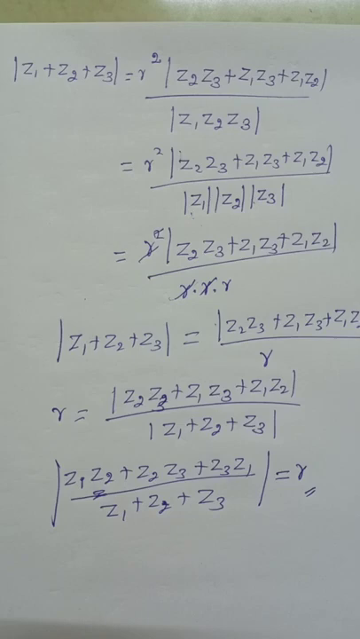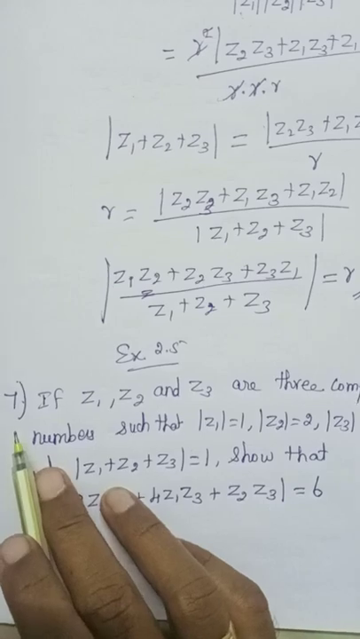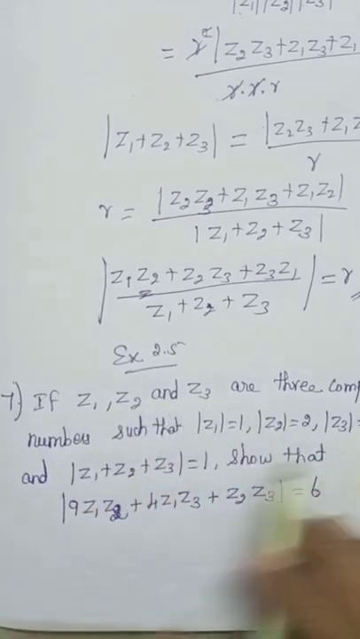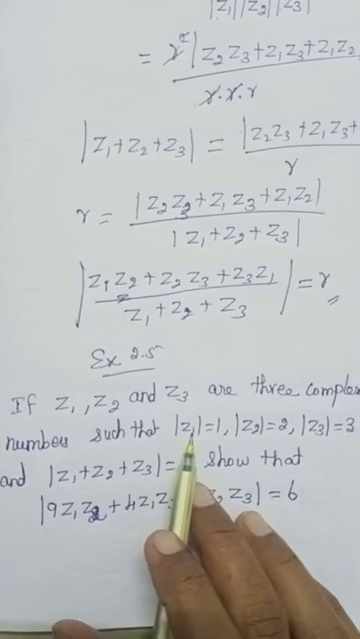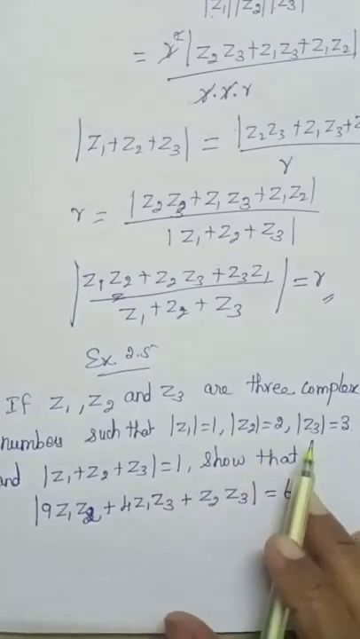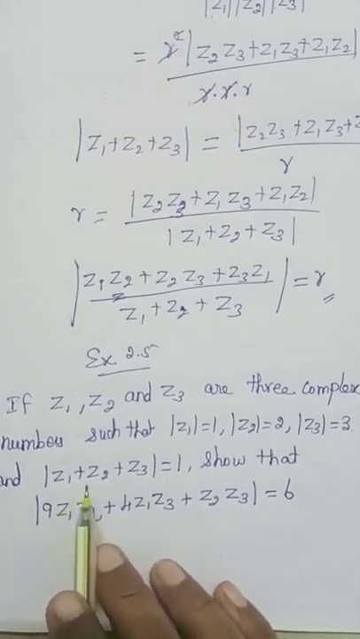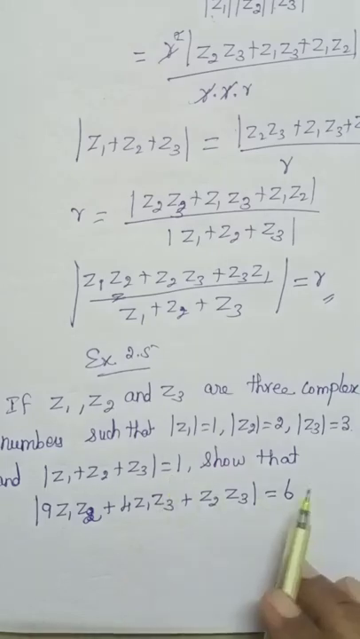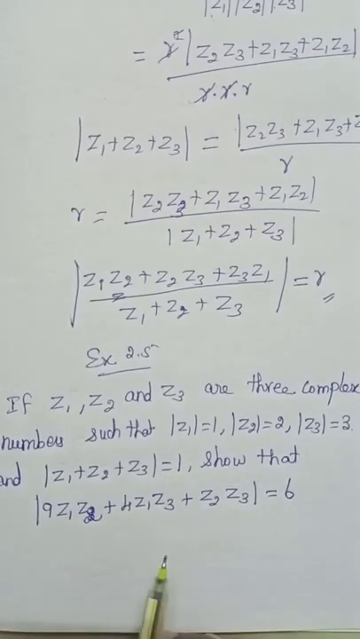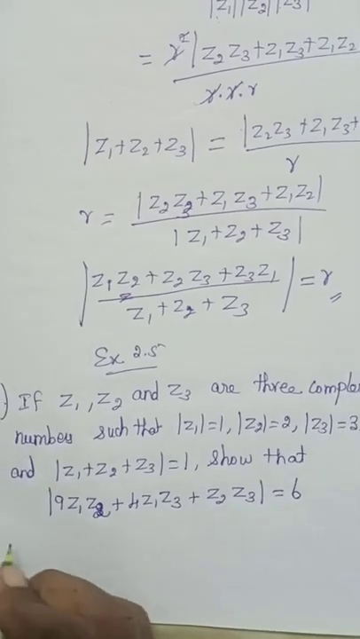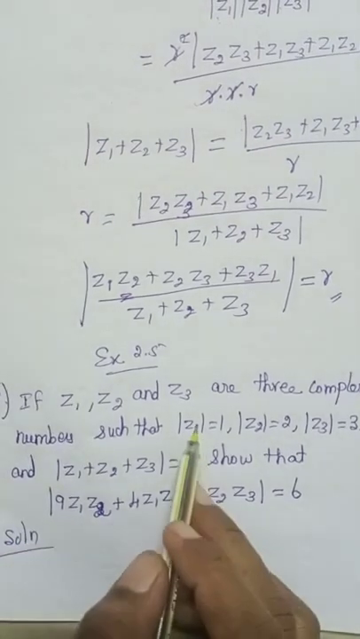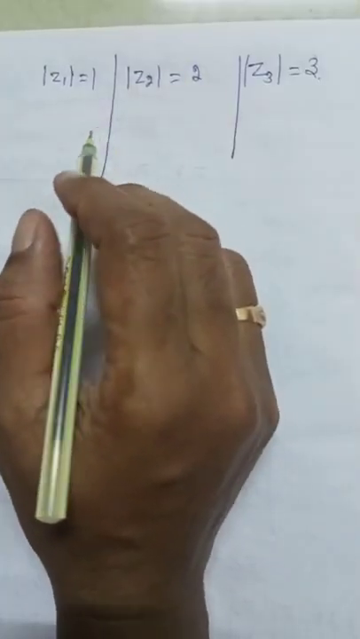Similar way we have the exam exercise problem also, that also we can do it. Now exercise 2.5, problem number 7. If Z1, Z2, Z3 are three complex numbers such that modulus Z1 equal to 1, modulus Z2 equal to 2 and modulus Z3 equal to 3 and modulus of Z1 plus Z2 plus Z3 equal to 1, show that. This we have to prove. See, same way we can take first these conditions. The same procedure what we did in the example problem we are going to do.